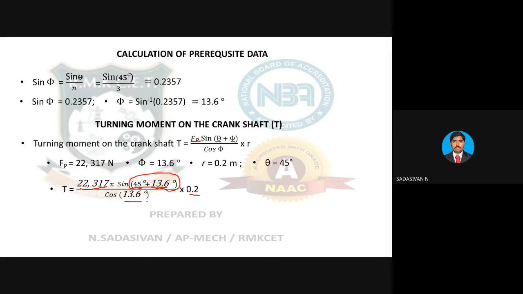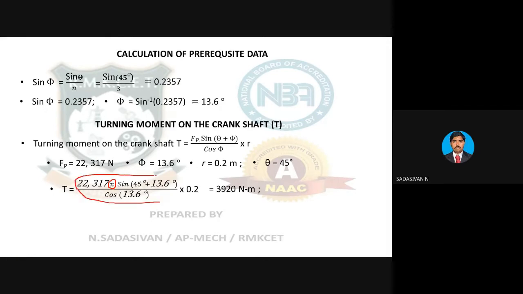Try to calculate the torque answer. This is not x, this is multiplication, it is in italics. 22,317 multiplied by sin of (45 plus 13.6), better you write it as 58.6, divided by cos 13.6, into 0.2. The answer is 3,920 Newton meter.